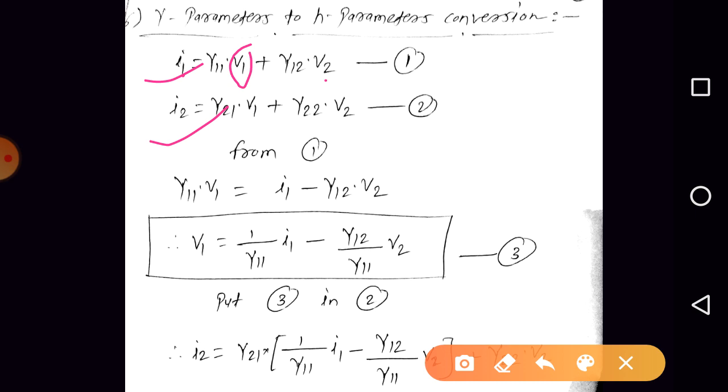So from equation 1 we can write y11 v1 is equal to i1 minus y12 into v2. So v1 is equal to, shifting this y11 to the right hand side, 1 upon y11 into i1 minus y12 upon y11 into v2, right? So what is h11? h11 is 1 upon y11. h12 is minus y12 upon y11, right?